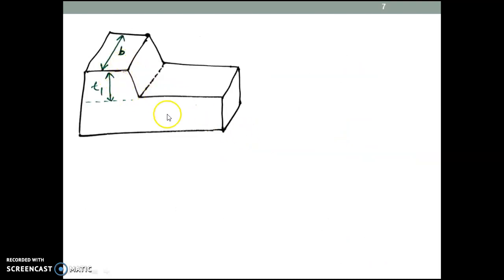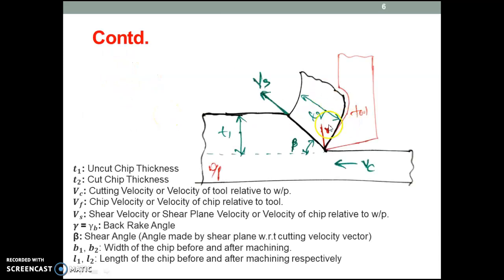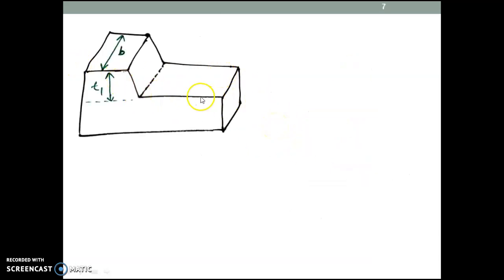So if you see the machine part here in a 3D view, this is the work part. Here this is the machined surface, this is the shear plane, this is the thickness to be machined, that is the uncut chip thickness T1. Here the chip which is already removed, that is T2, and B is the width of the chip, which is B1 and B2. B1 is before machining, B2 is after machining.